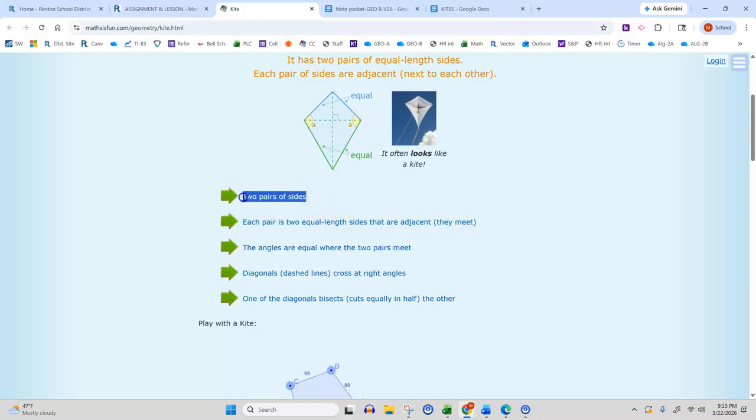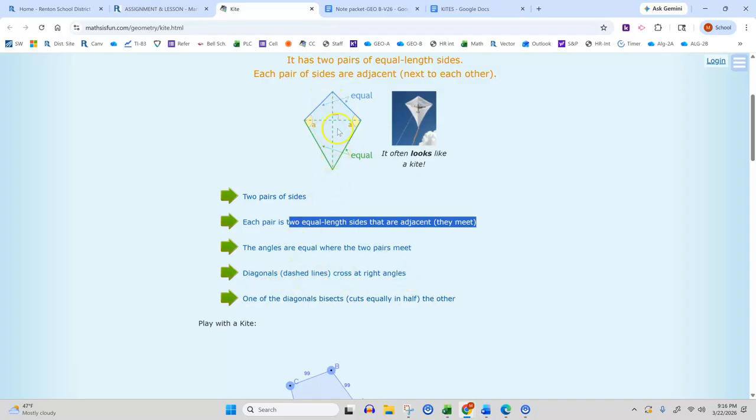Two pairs of sides, right here, the green pair and the blue pair. Each pair is two equal length sides that are adjacent. They meet. So these two right here, the green, are adjacent and they meet right here. The angles are equal where the two pairs meet. What does that mean? It means where the different lengths, the blue and the green, meet, it makes an angle for the whole kite that's equal to the opposite side. Okay?